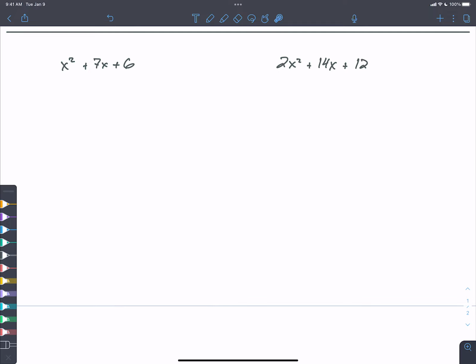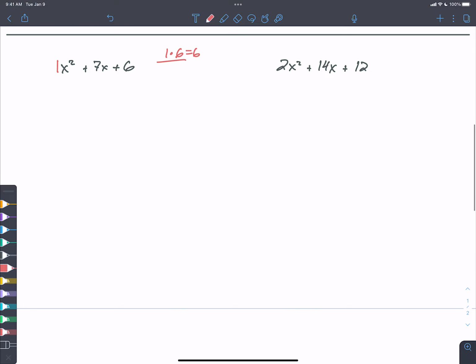Here you may notice that this can be factored if we split the middle term. We've got a 1 out here, so we take 1 times 6, which is equal to 6. And we want to find the factors of 6 that add up to 7. So I'm going to look at 1 times 6, and 2 times 3. If I add the first pair, that's 7. If I add the second, that's 5. So these are the factors that I want to split that middle term.